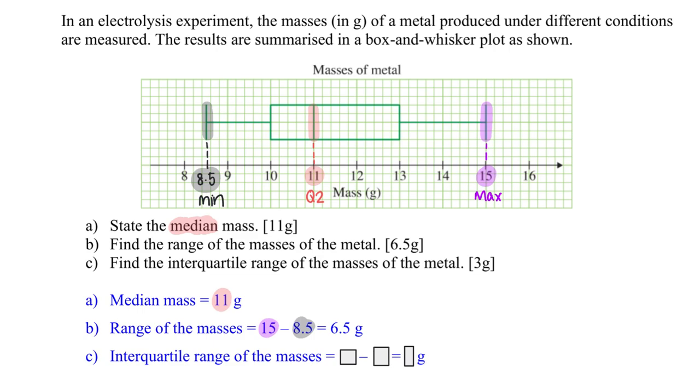The interquartile range requires knowledge of the Q3, which is represented here. 13. That's my Q3, the upper quartile, and my lower quartile, which is represented by this end of the box, is 10. That will be my Q1, and I just need to minus these two values. So you will see the working is 13 minus 10 to give me 3. Alright, so this is my Q3 and this is my Q1.